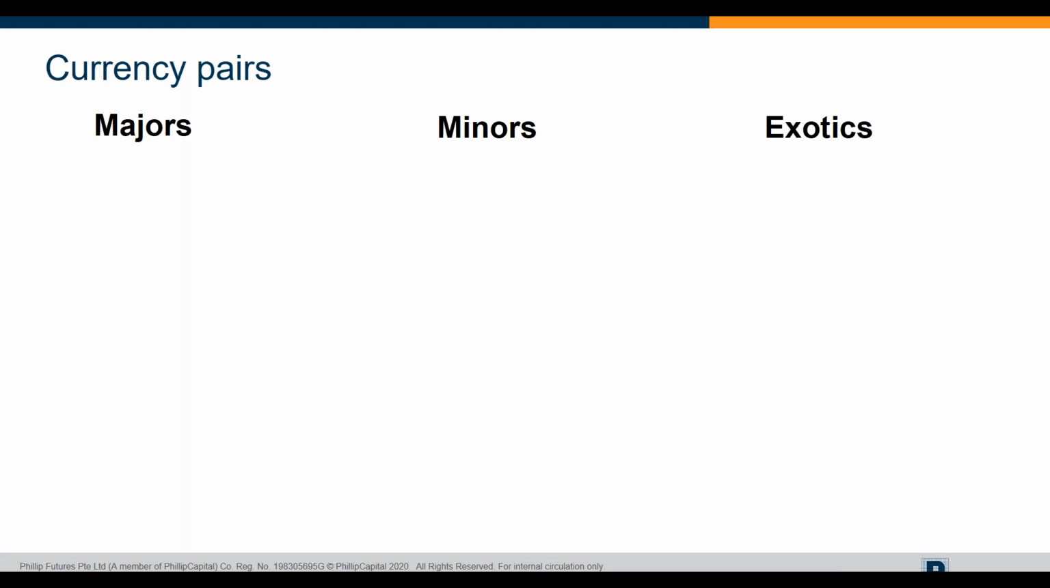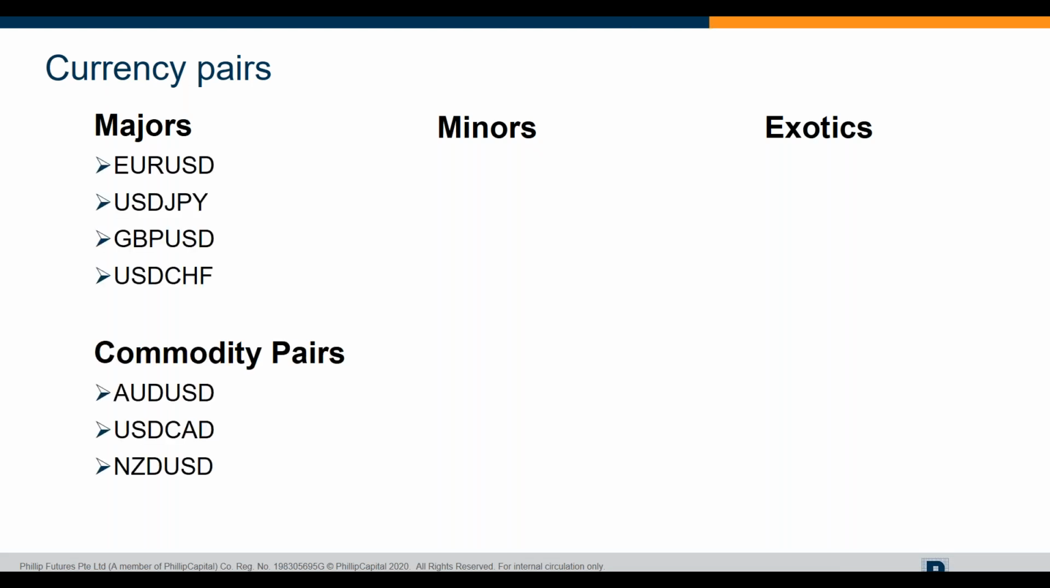Okay, now let's come back to the majors. Under majors, there's a subcategory. Some people may call this the commodities pair. These are the currency pairs under this major category. We have the euro dollar, the dollar Japanese yen, pound dollar, dollar Swiss francs, and then down to the commodity pair, AUD USD, which is the Aussie versus the US dollar, the US dollar versus Canadian dollar, and New Zealand dollar versus the US dollar.